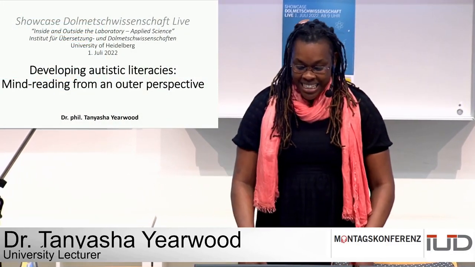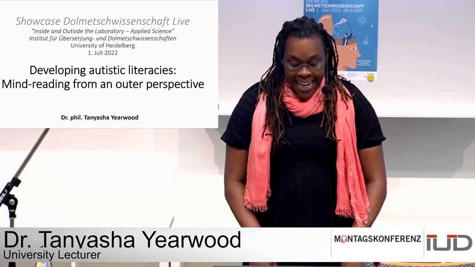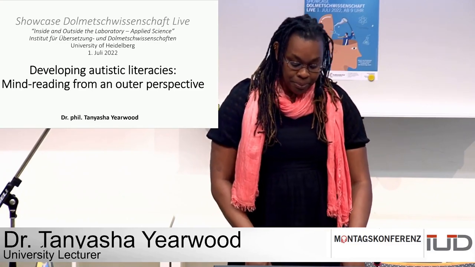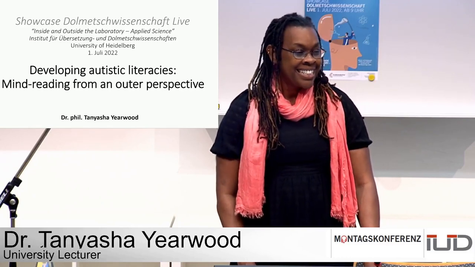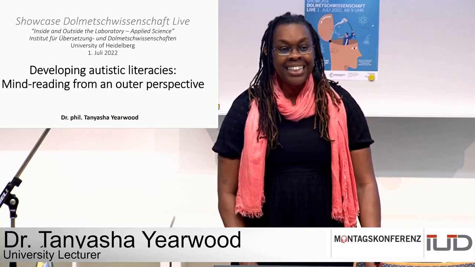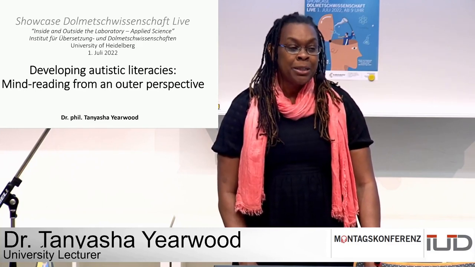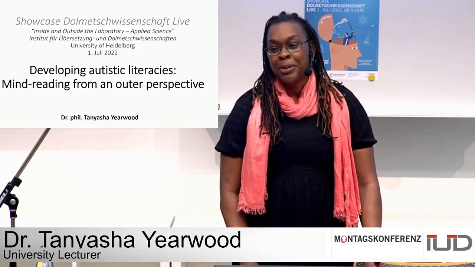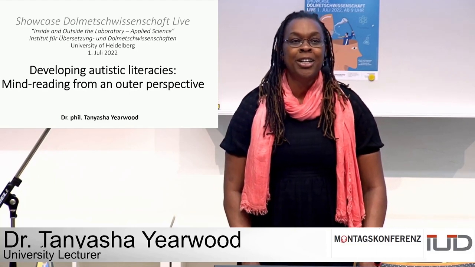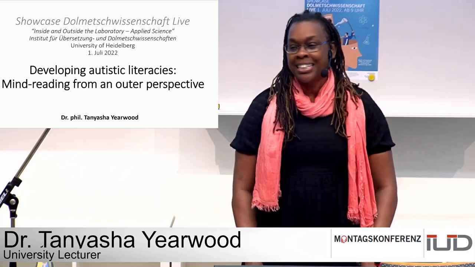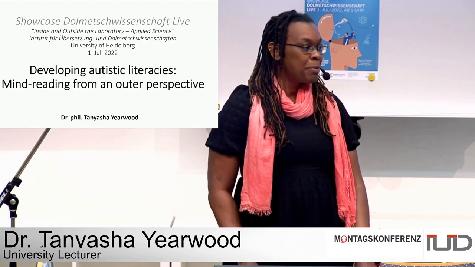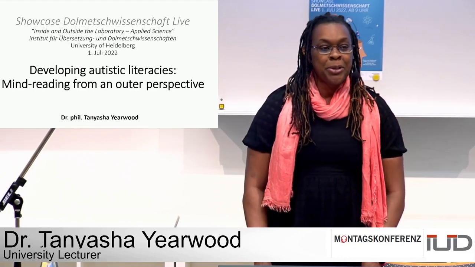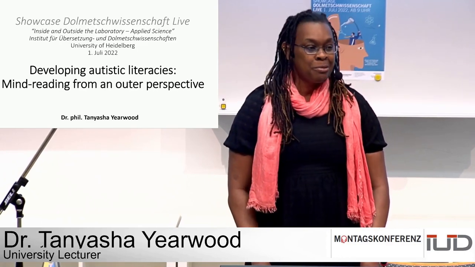My topic today, as you can see, quite large indeed, is developing autistic literacies, mind reading from the outer perspective. And one of the things that I want to keep in focus, and that was already mentioned, is that this presentation is not mainly about the autistic mind or the autistic community, but much more about the neurotypical community. That would be those of us who have not been diagnosed with autism or who are not autistic. That's what we call ourselves, and some autistic people also refer to us as NTs. So I will use the term neurologically typical people, and that's what I will mean by that.